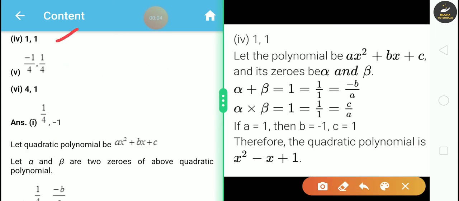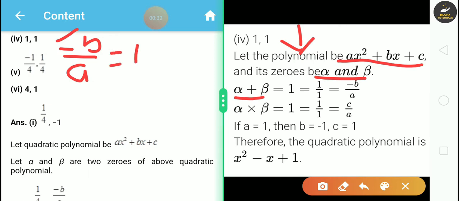Question number 4 is sum of zeros is 1 and product of zeros is also 1. So let's start with the solution. Let us assume the equation is ax square plus bx plus c. We have to find the values of a, b and c, and alpha and beta are the zeros of the given polynomial. Sum of zeros means alpha plus beta is equal to 1. It means minus b upon a is equal to 1, and product of zeros, that is alpha into beta, means c upon a is also equal to 1. So we can write 1 in the denominator, and in this case also 1.